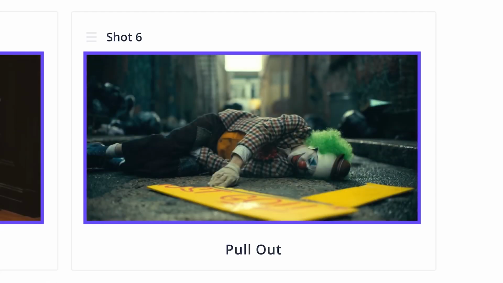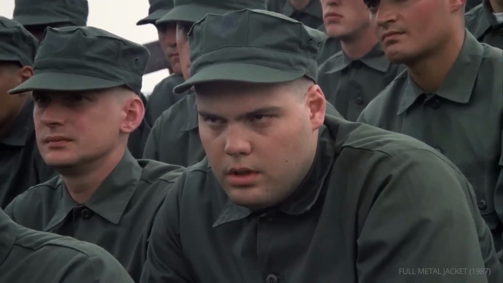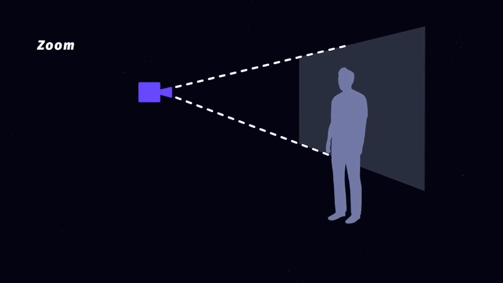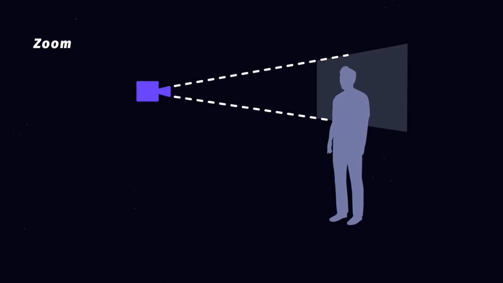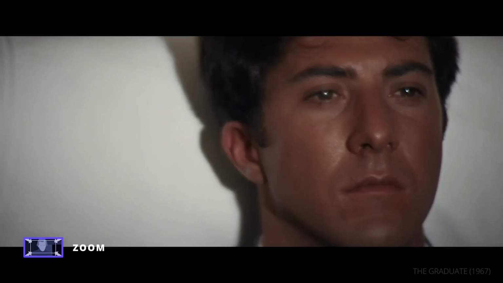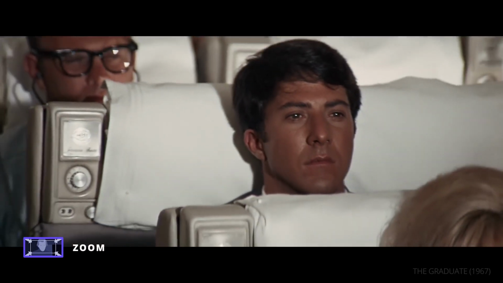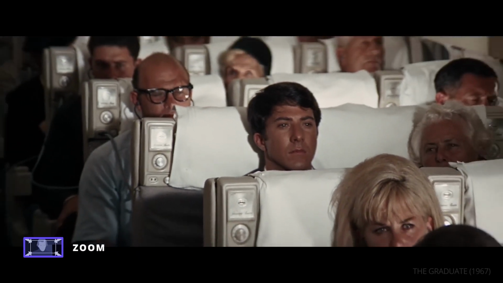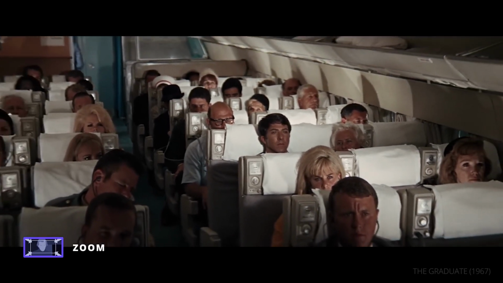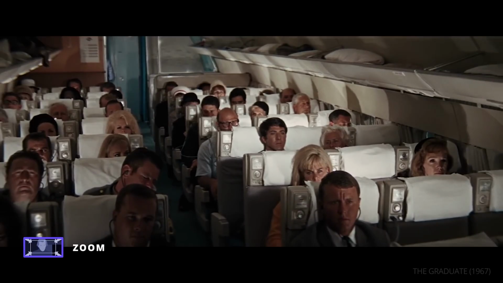Our next movement directs our attention without moving the camera at all. Enter the zoom. A zoom may not be a camera movement per se, but there is movement created in camera. Zoom shots change the focal length of a camera's lens to zoom in or zoom out. Similar to pulling back a camera, zooming out can reveal the context around a subject, like this opening shot from The Graduate.